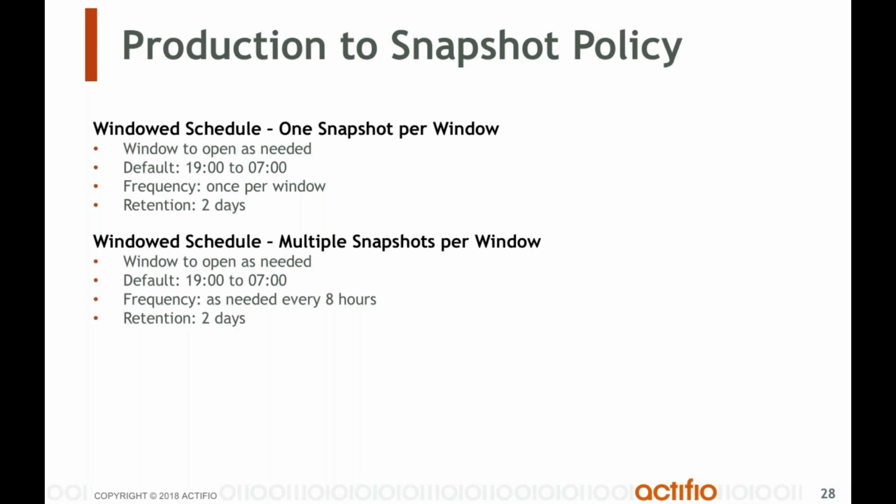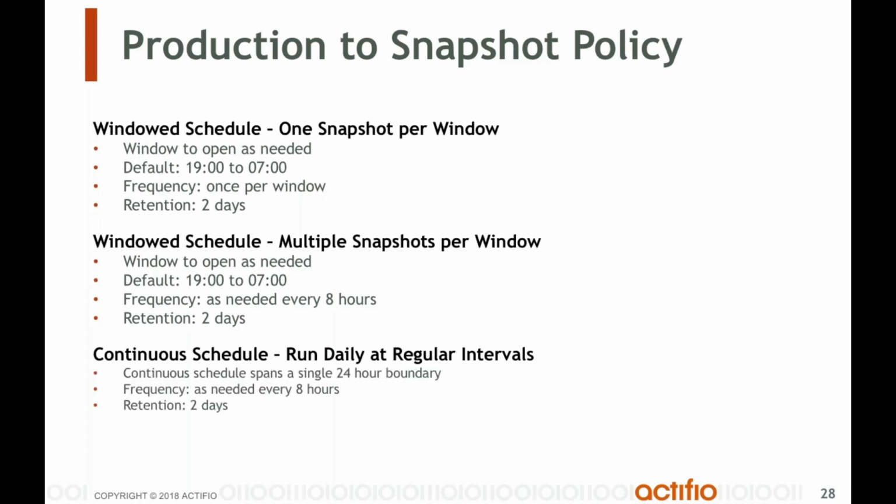And the third choice within this is a continuous schedule, which will run daily at regular intervals. So in this case, the continuous schedule spans a single 24-hour boundary. The frequency will be as needed, but again, not to overlap with the time it takes to snapshot. The default is every 8 hours, and obviously you can change that, with a retention of 2 days.